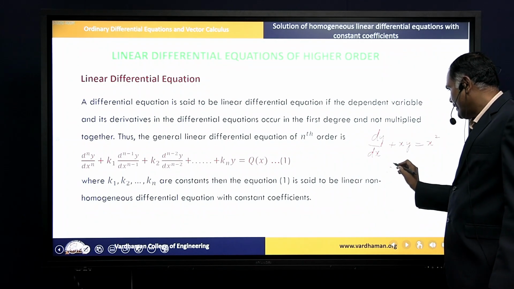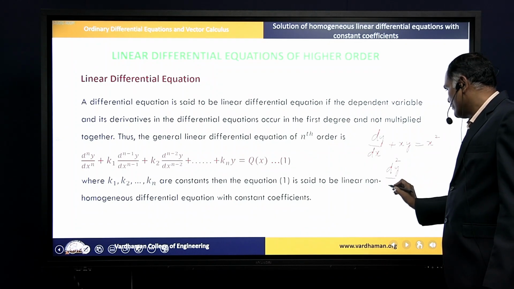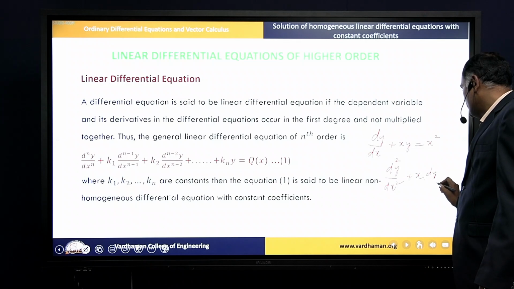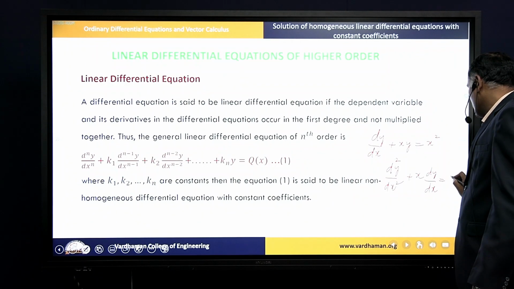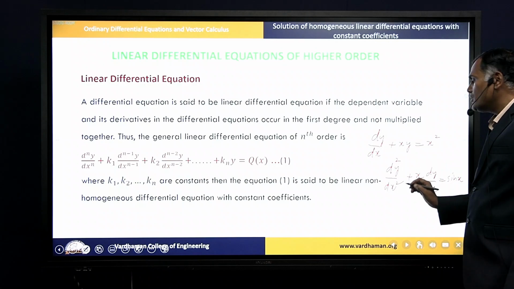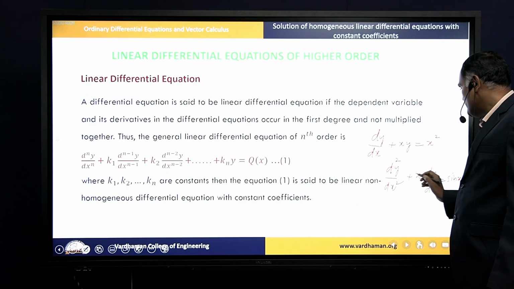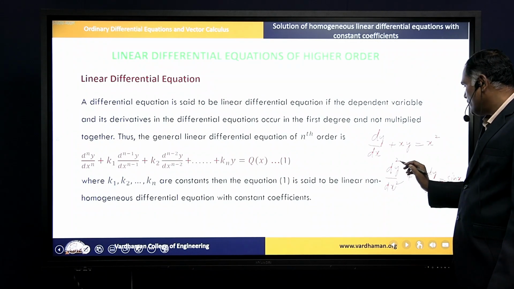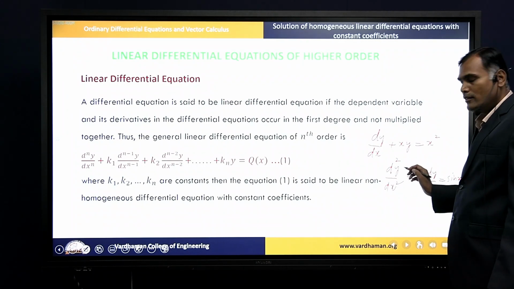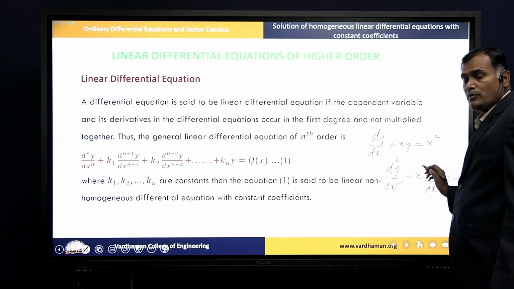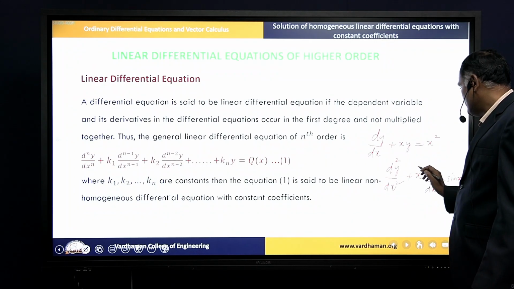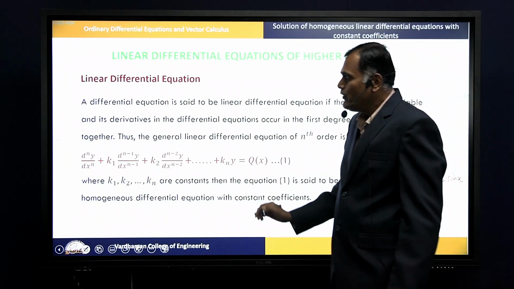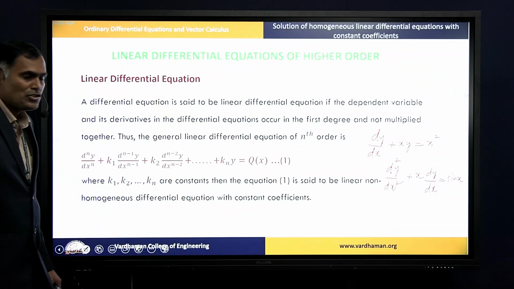Similarly we can write a second order also. This is an example of a second order linear differential equation. Clearly it is a linear DE because this is the derivative, this is another derivative, and these two derivatives are of degree 1 and there is no product of derivatives, so it is a linear DE and it is of order 2. Like that we can even write an nth order linear differential equation.